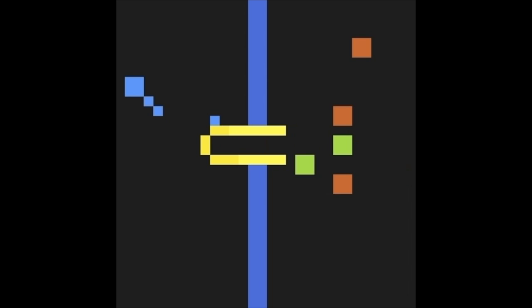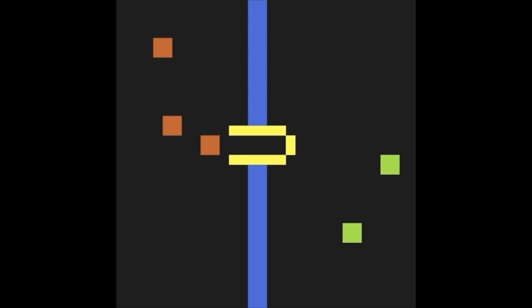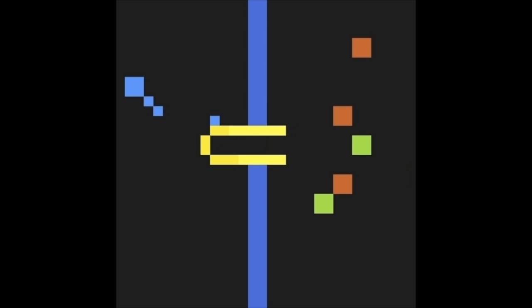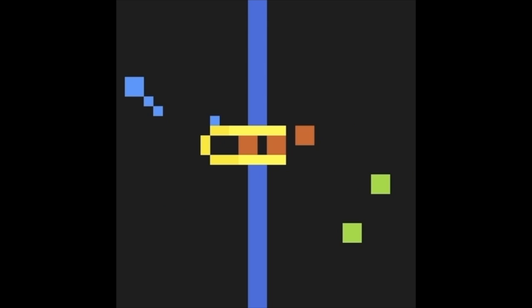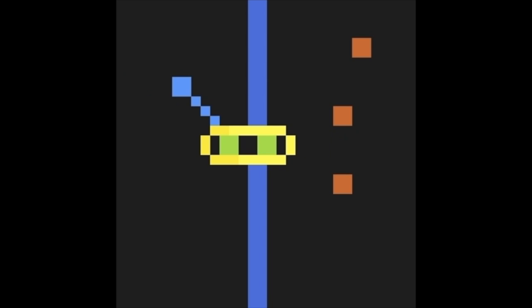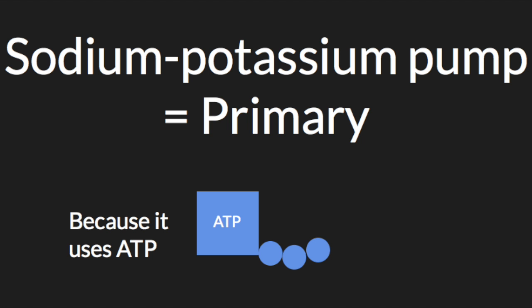The potassium ions will be attracted to the pump. The energy will be lost, and the pump will reorient itself back to its original position. The pump will then be exposed to the inside of the cell, and the potassium will be released. This is an example of a primary pump.